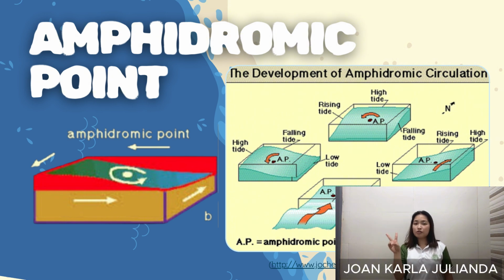Number 2, there are about one dozen amphidromic points in the ocean. Number 3, about 5 of these amphidromic points are found in the Pacific Ocean. One of them is near Hawaii. However, there's little tide change there, so beaches tend to be narrow.